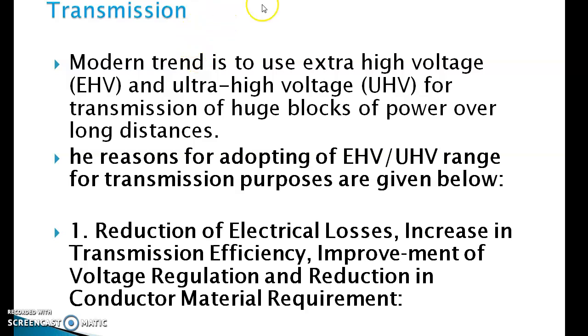Necessity of extra high voltage transmission systems. First one, the modern trend is to use extra high voltage, EHV, and ultra high voltage, UHV, for transmission of huge blocks of power over long distances. The reasons for adopting the EHV or UHV range for transmission purposes are given below. First one, reduction of electrical losses, increase in transmission efficiency, improvement of voltage regulation, and reduction in conductor material requirement.